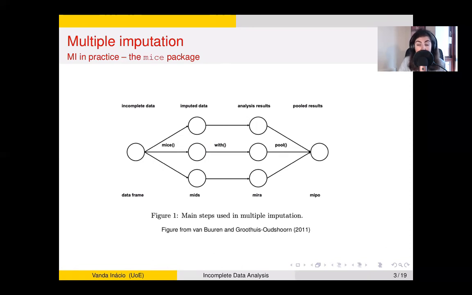But right now what I want is to give you an idea of the methods that mice implements for step 1. This is the image from the paper published in the Journal of Statistical Software describing the mice package, and the authors are the authors of the package, van Buuren and Groothuis-Oudshoorn. I have no idea how to pronounce this, but I have uploaded the paper to Learn.